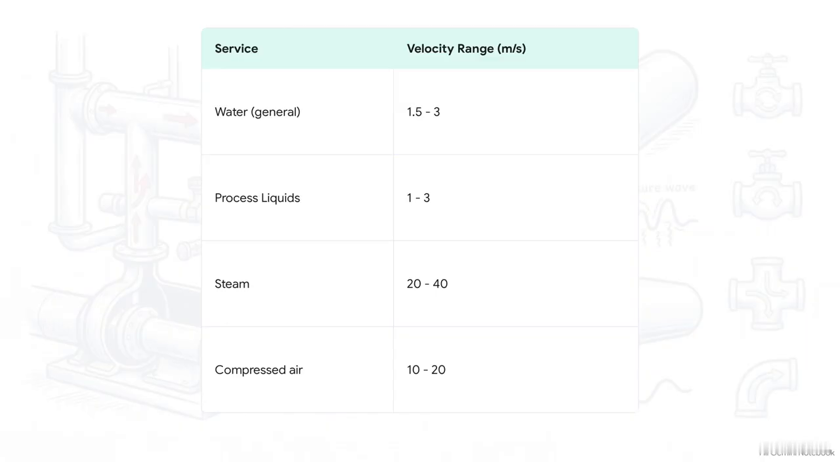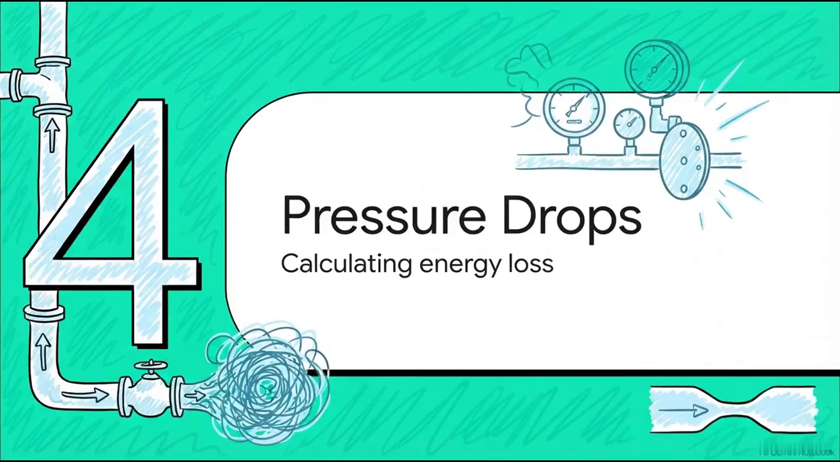Compressed gases can easily hit 20 meters per second or more. You really have to know your fluid inside and out. Moving on to section 4, calculating crucial pressure drops. Because fluid naturally resists moving.